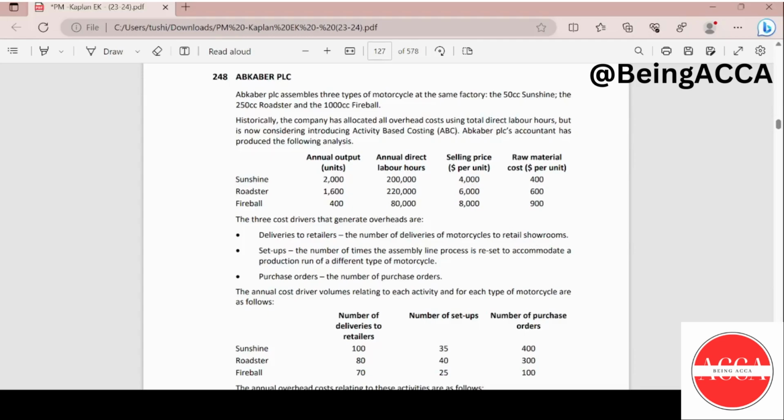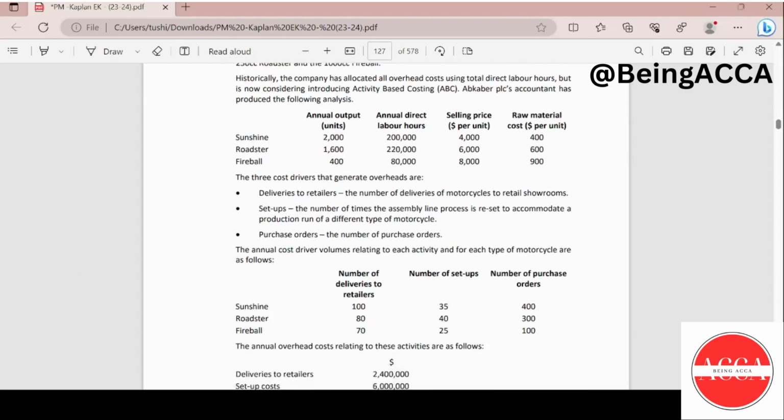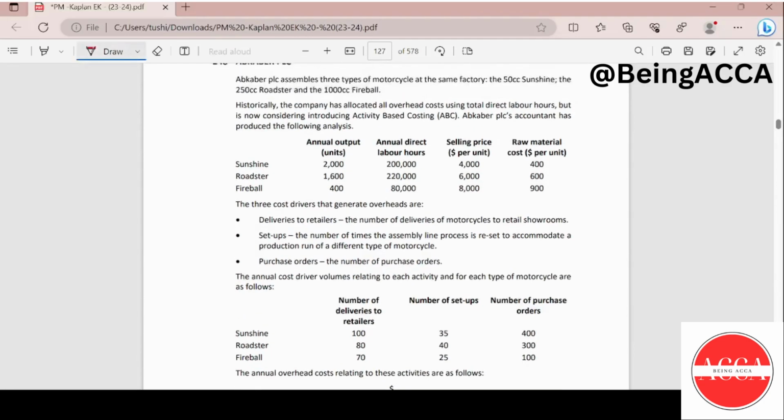Today we are going to be solving the Abkaber PLC question. Abkaber PLC assembles three types of motorcycle at the same factory: the 50cc Sunshine, the 250cc Roadster, and the 1000cc Fireball. Historically, the company has allocated all overhead costs using total direct labor hours, but is now considering introducing activity based costing, ABC. The accountant has produced the following analysis: annual output, direct annual labor hours, selling price, and raw material costs, everything is given for the three products right over here.